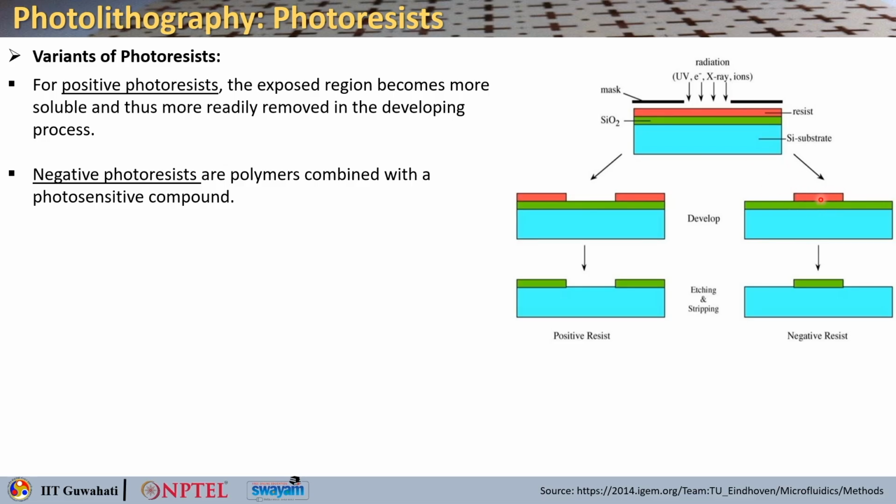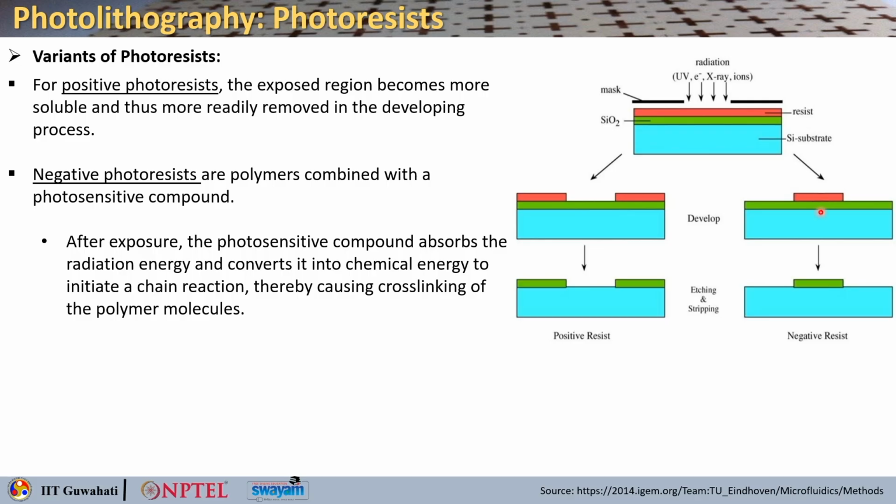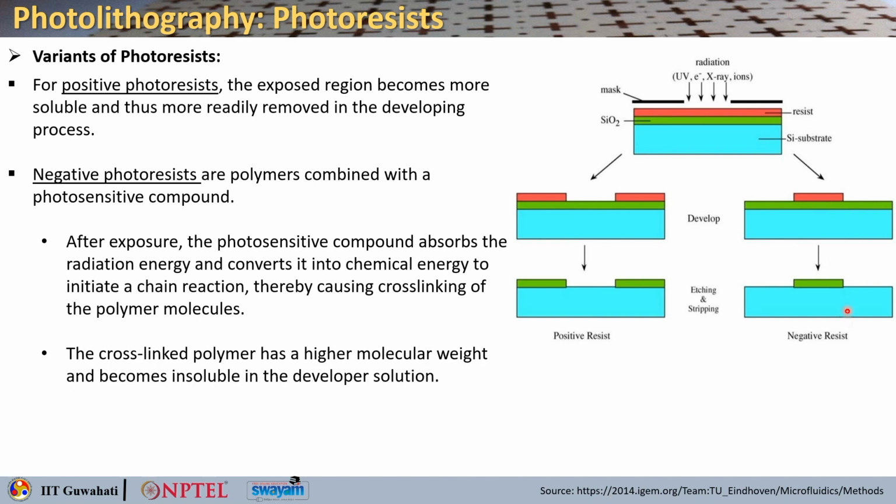So, your polymers basically get combined with a photosensitive compound, okay, and this compound absorbs the radiation energy and converts it into chemical energy in a chain reaction, causing the cross linking of the polymer molecules. In short, these linked polymers have a very high molecular weight and they become insoluble to the developer solution. So, this part will not dissolve, the remaining will get dissolved. Okay. And after the development, the unexposed portions will be removed.